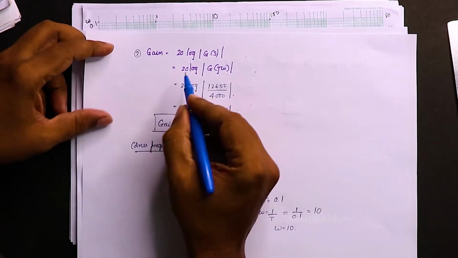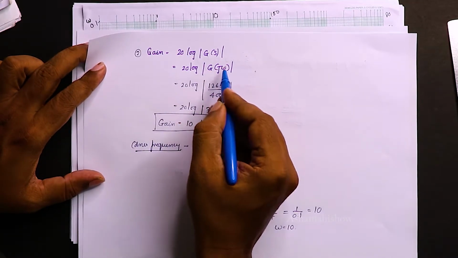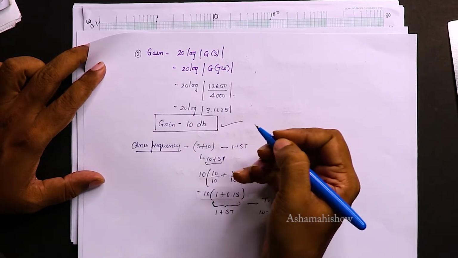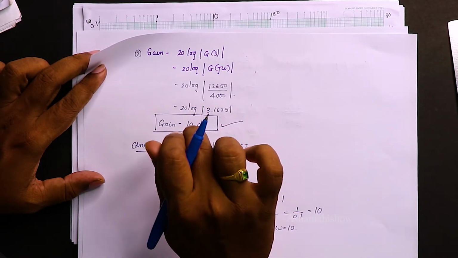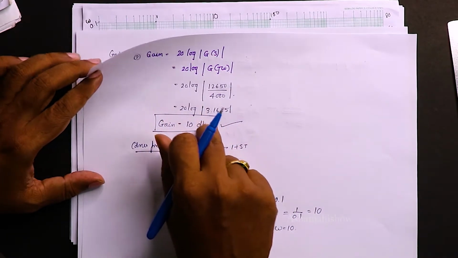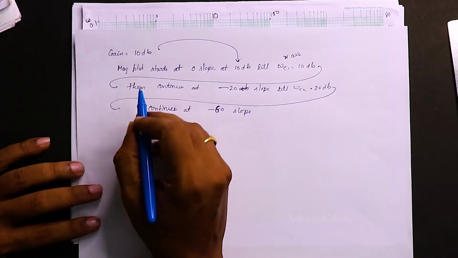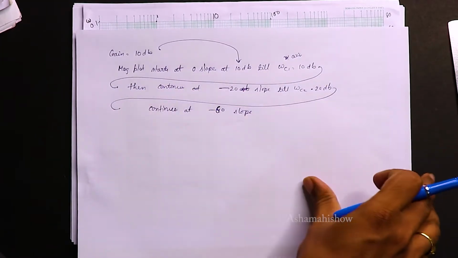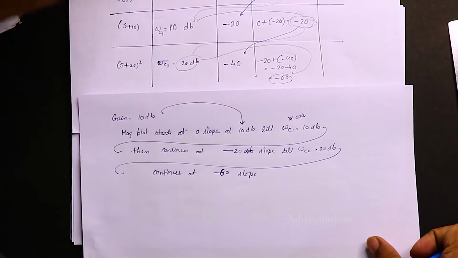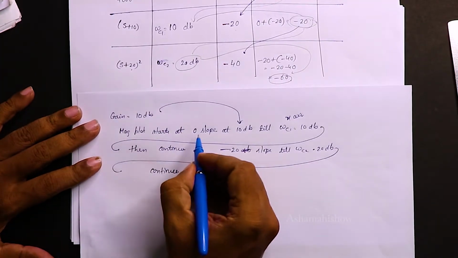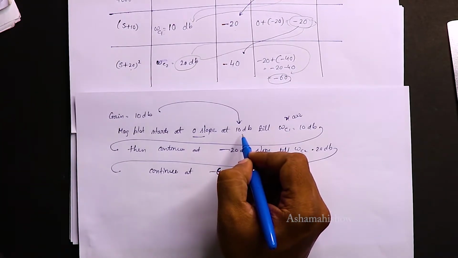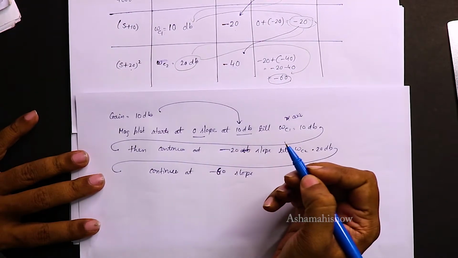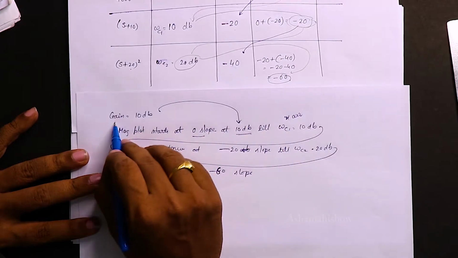So in the second step, I have taken gain is 20 log |G(jω)|. I have applied it here and I got the gain as 10 dB. So initially, you need to take this 10 dB as your reference. Then you have to start. So your magnitude plot starts, I'll keep these things side by side and I'll show you. Your magnitude plot starts at zero slope, because we have to take a reference point. Initially, we have taken 10 dB as a reference, which is the gain.